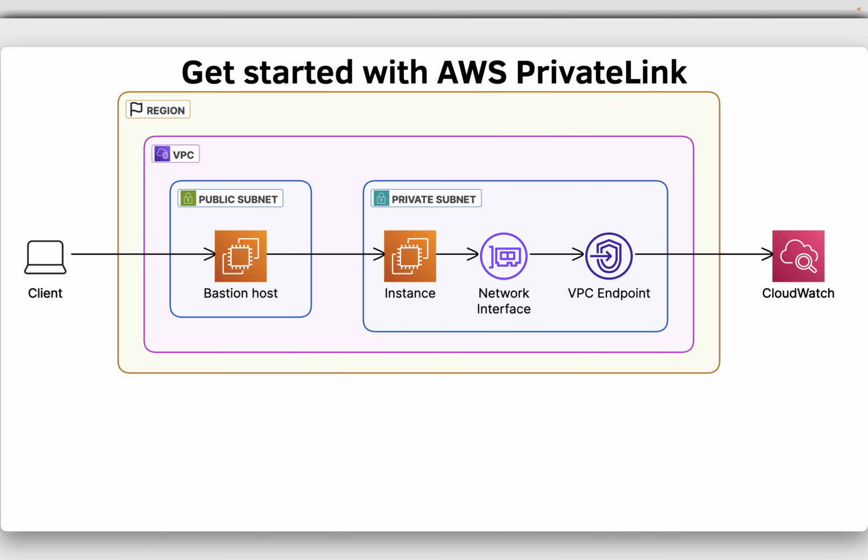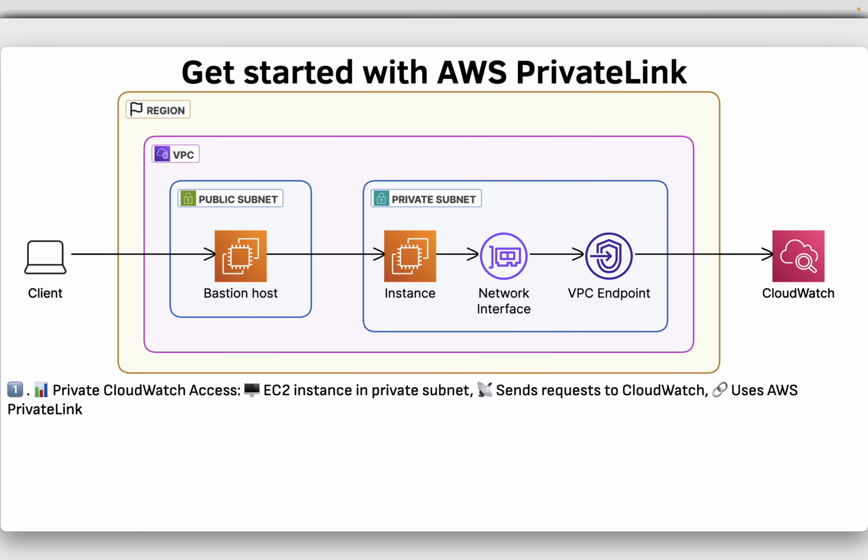So how to get started with AWS PrivateLink? This diagram demonstrates how to send a request from an EC2 instance in a private subnet to Amazon CloudWatch using PrivateLink. CloudWatch is a global service endpoint.